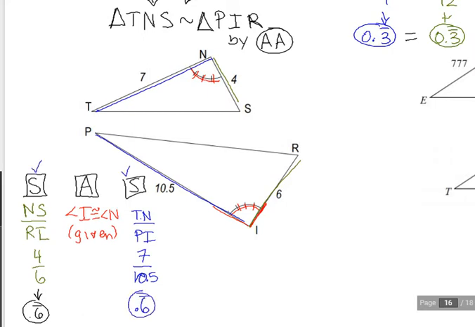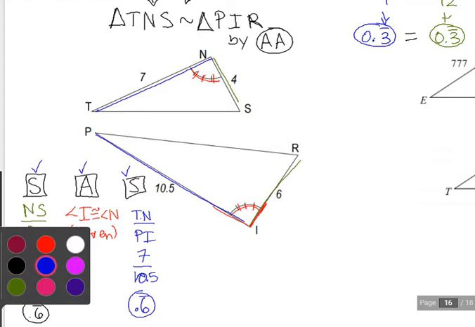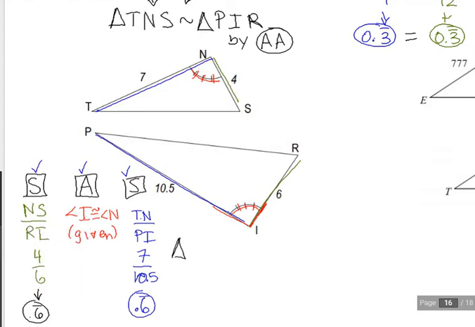I have the angle in between them that's going to be congruent. And so it looks like these triangles are going to be similar. So let's see, triangle TNS. So start with T, go up the blue side and down the green side is going to be similar to triangle PIR. And in this case, it's by side angle side.